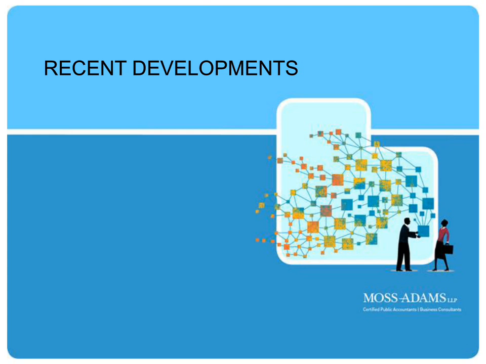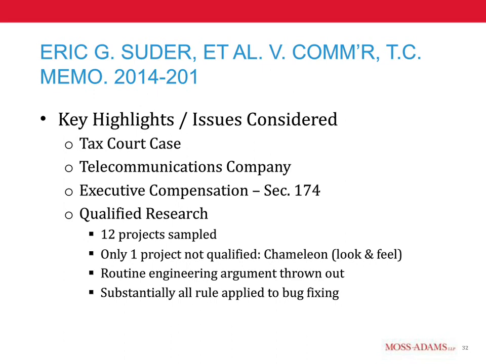So the first case that we're going to talk about is the Suitor case. And this is very recent. This was a case that was decided and published in October, so just a couple months ago. So the case involved a telecom company that claimed R&D credits on new telephone systems that it developed throughout the years. These telephone systems involved both hardware and software development.